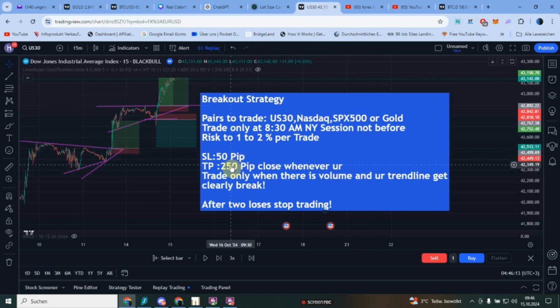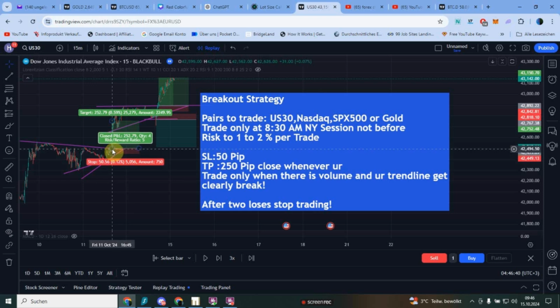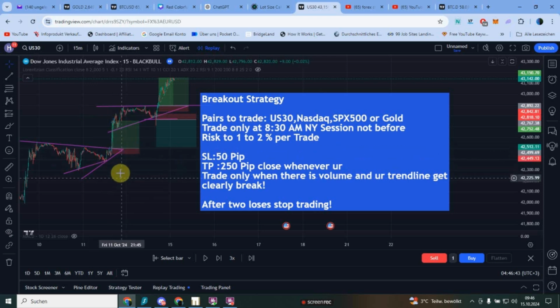But when you hit, for example, only 50 pips and you then trail your stop loss to break even, you can easily get stopped out. So I suggest after 100 or 150 pips, you trail your stop loss to break even. And trade only when there's volume and your trend line clearly breaks. That's what I mean here: when your trend line clearly breaks through to the upside or the downside with a big candlestick, then enter the trade, not with a weak candlestick.